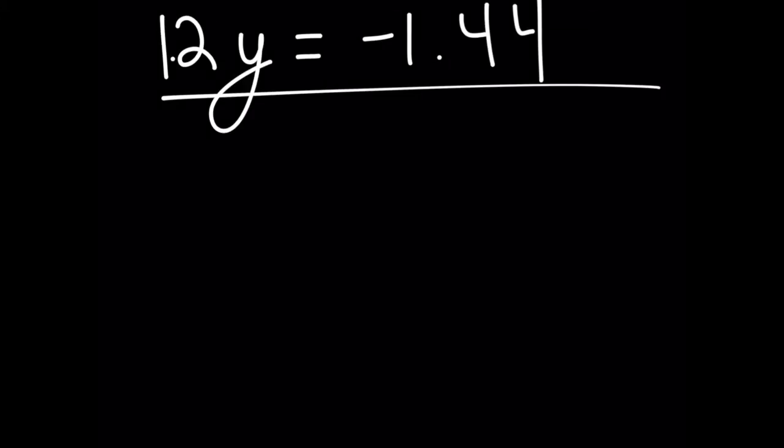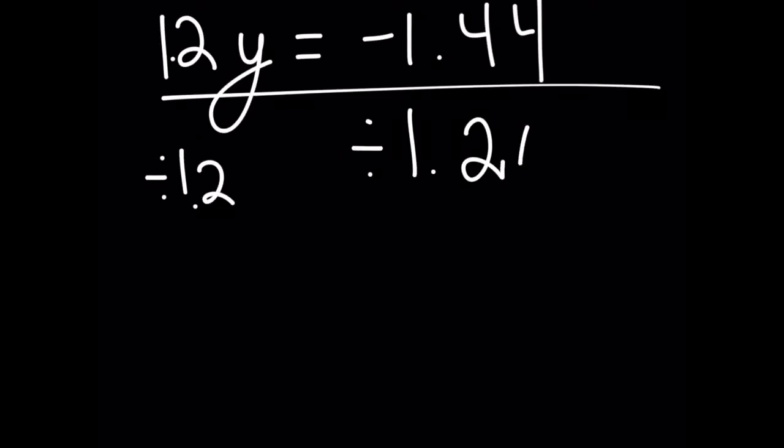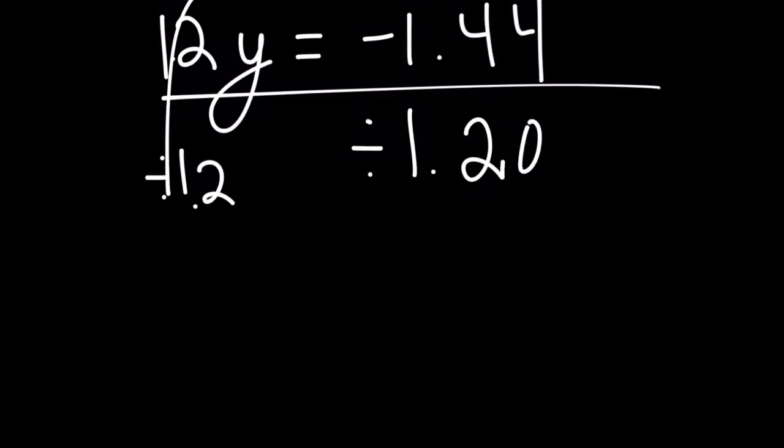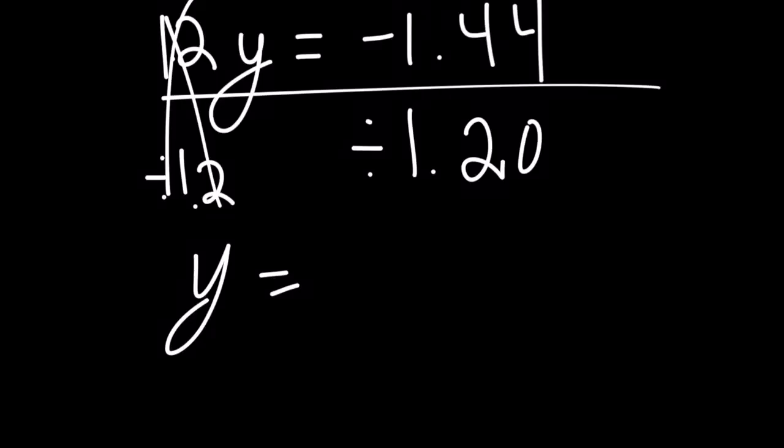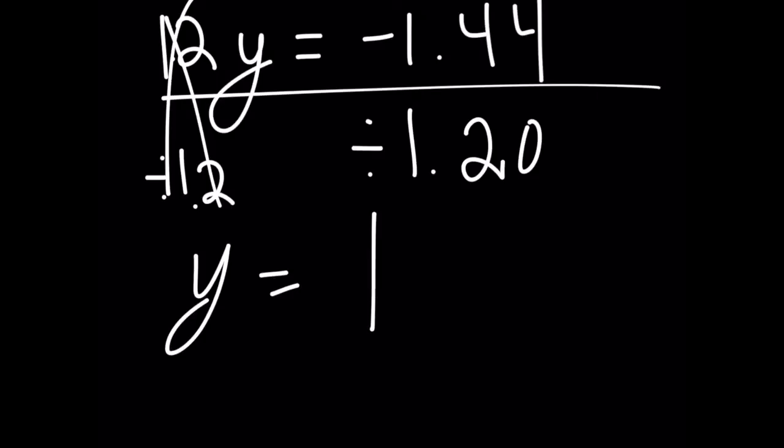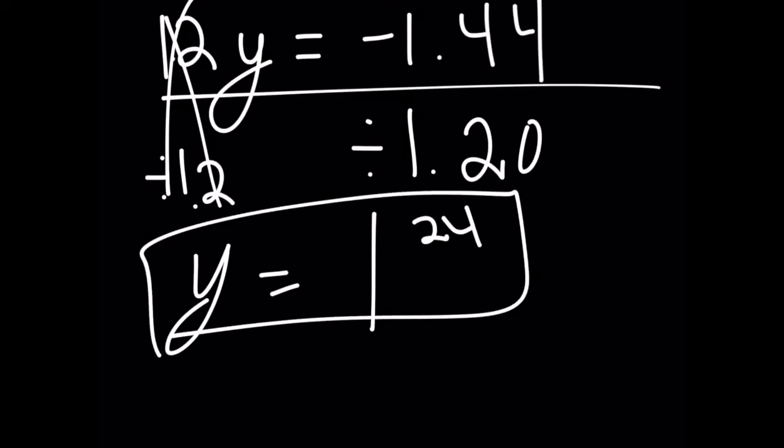You have to write divided by 1.2 on both sides of the problem. I'm going to put that for the placeholder. This cancels out. Bring down the y and the equal sign. And then you have to divide. 120 goes into 144 one time with 24 left over. And that's your answer.